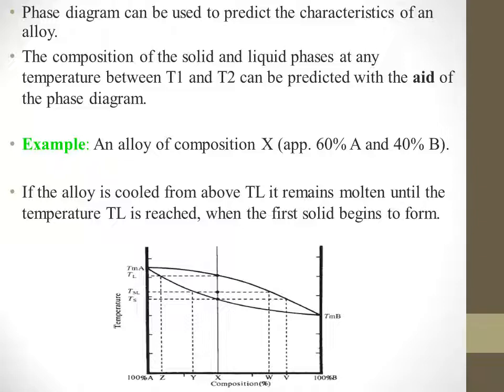So the phase diagrams can be used to predict the characteristics of an alloy. The composition of the solid and liquid phases at any temperature between T1 and T2 can be predicted. For example, an alloy of composition X, which has approximately 60% A and 40% B. If the alloy is cooled from above the liquidus, it will remain molten until the temperature is reached where the first solid begins to form. So all of this can be predicted with the aid of this phase diagram.